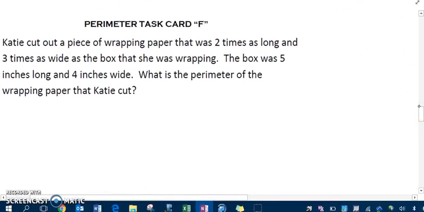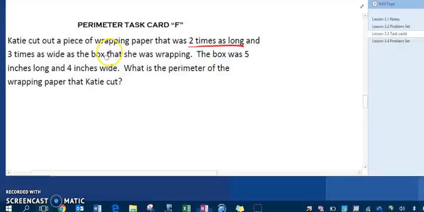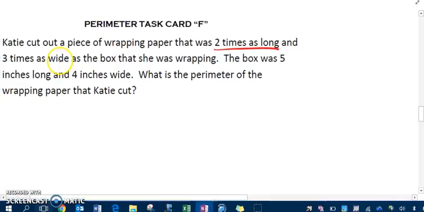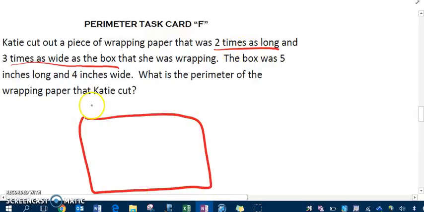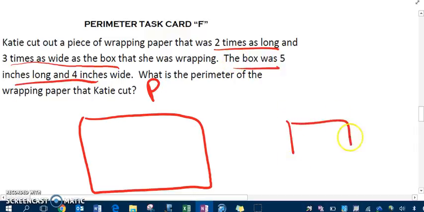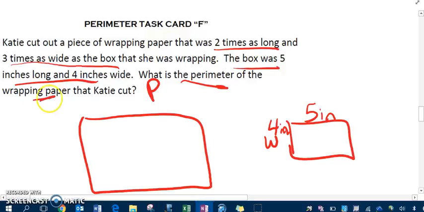Katie cut out a piece of wrapping paper that was 2 times as long and 3 times as wide as the box she was wrapping. So we know that the paper is bigger than the box. The box was 5 inches long and 4 inches wide. So 5 inches long, 4 inches wide. What's the perimeter of the paper? So we want to find the perimeter over here.